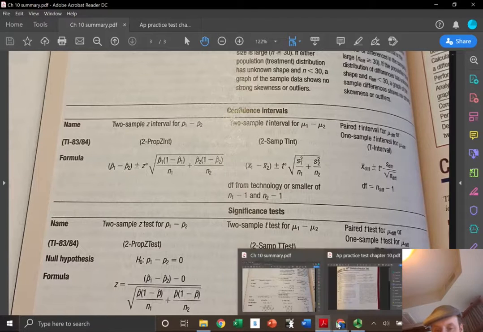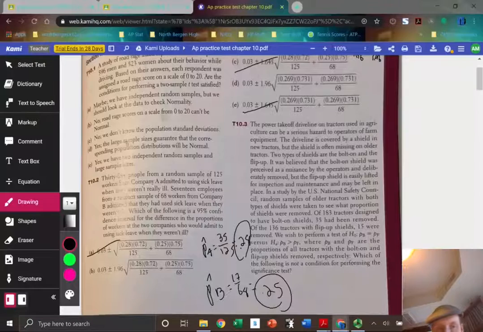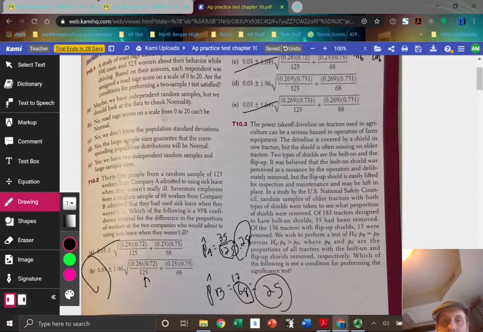No problem. Let's go back to where we were. P hat sub 1 is 0.28, and 1 minus 0.28 is 0.72 over N sub 1, which is 125. Looks good. This is going to be 0.25. 1 minus 0.25 is 0.75 over my N sub 2 value, 68. B looks like the winner. If you look at C, the sample proportion values are way off.